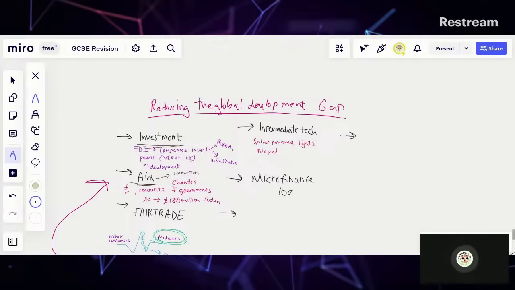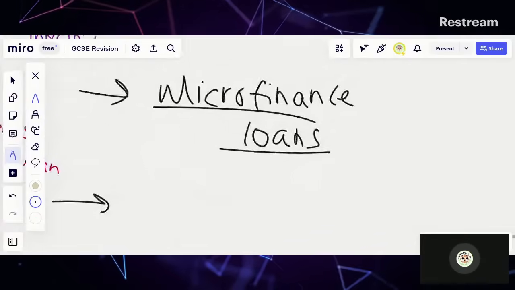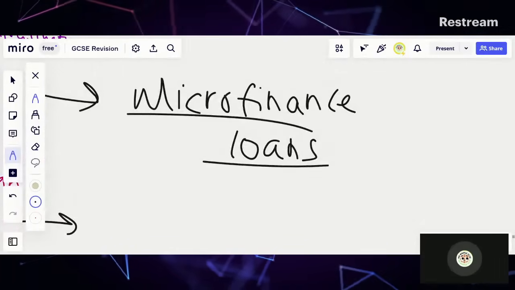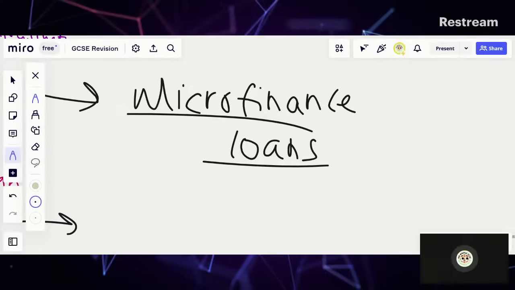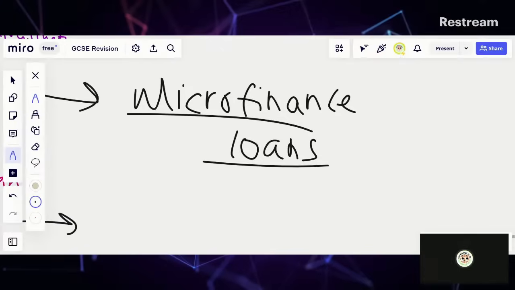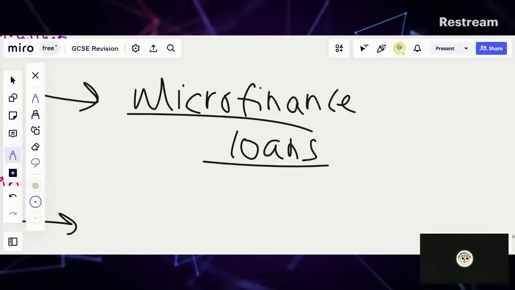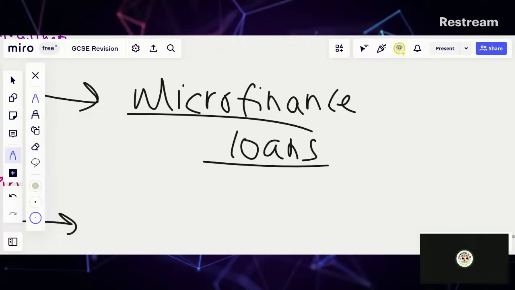Now, another method is microfinance loans. Microfinance loans are just a specific type of loan. When there are really poor people, companies tend not to give them loans because they don't think they will be able to pay it back. Therefore, microfinance loans are given to people in low income countries, for example, people in slums or favelas, and it enables them to start their own businesses and become financially independent.